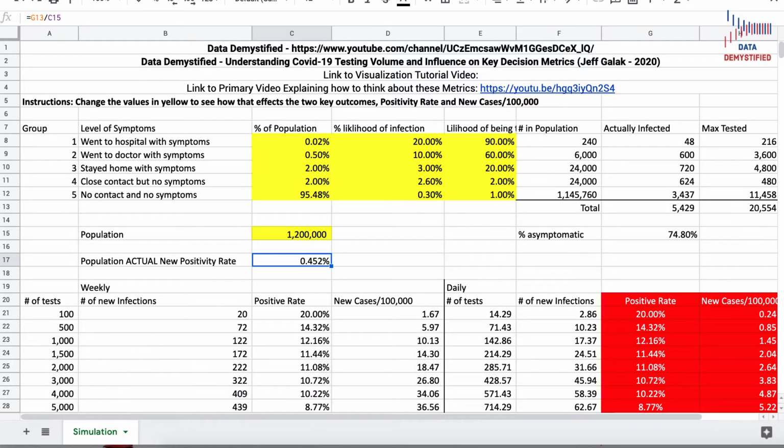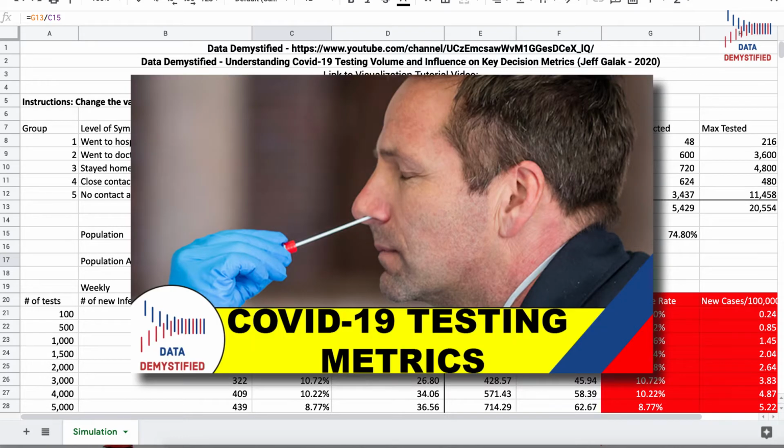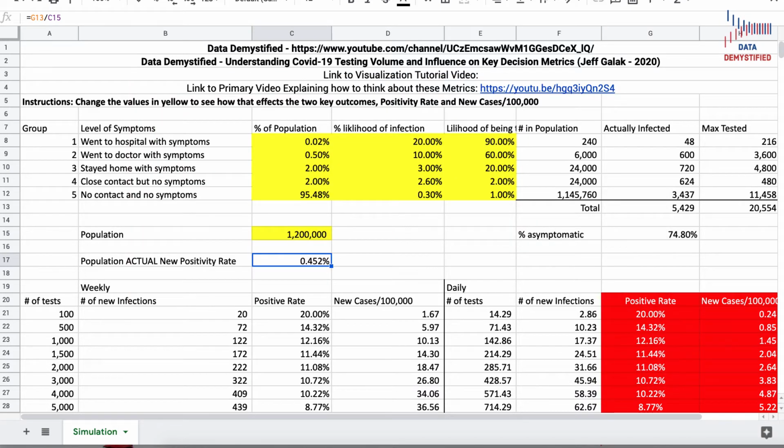This video is a tutorial and a walkthrough of a simulation that I've made to demonstrate how testing accuracy really only works when you have high volumes of testing. What the simulation is going to show you is what the positivity rate and the new cases per 100,000 is when you actually have different levels of testing, irrespective of what the actual positivity rate is in a population. I really encourage you to watch the full video that I'll link to below that describes the intuition behind all of this, but I'll walk you through the steps in this simulation right now.